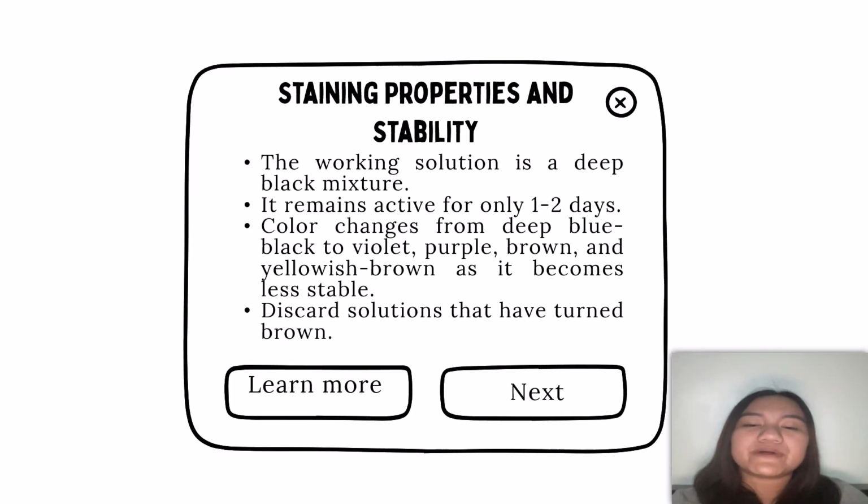For the staining property and stability, the working solution is a deep black mixture that remains active for 1 to 2 days. The color changes from deep blue-black to violet, purple or brown, and yellowish brown as it becomes less stable. The solution should be discarded once it has turned brown.